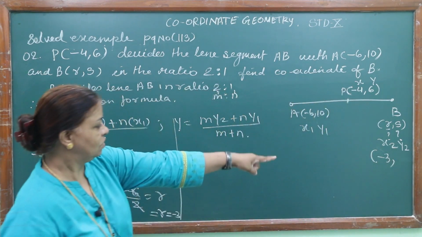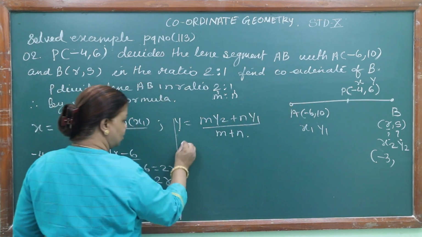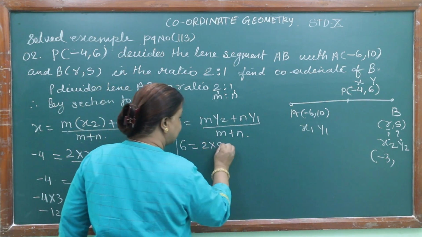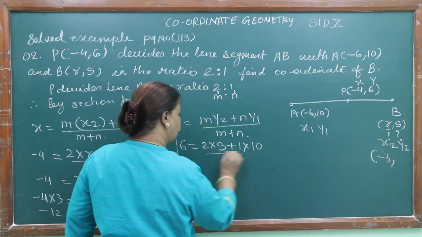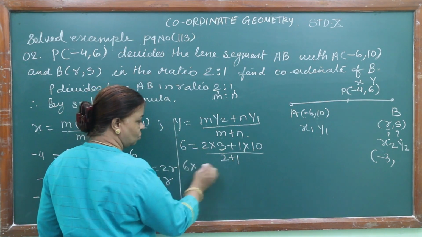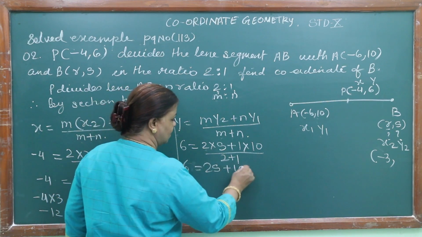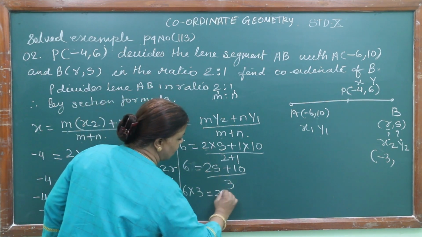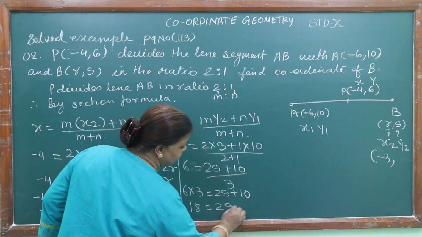Now we want to get the y value. Okay, y. Now y is given as 6 here, children. 6 is equal to m is 2, 2 into y2. y2 is s, plus n is 1 into y1. y1 is 10 upon 2 plus 1. 2 plus 1 is 3. So 6 is equal to 2s plus 10 upon 3. 3 will go with this. 6 into 3 is equal to 2s plus 10. 6 threes are 18 is equal to 2s plus 10.